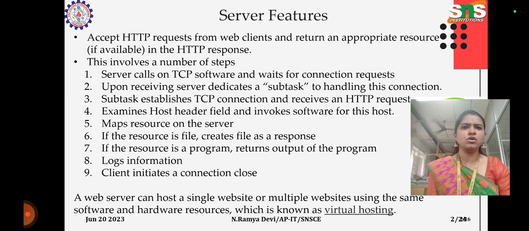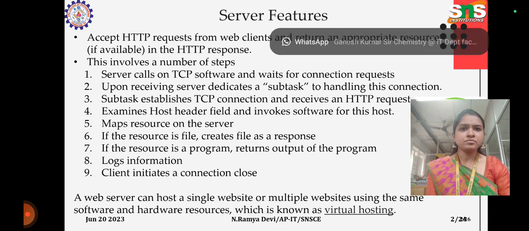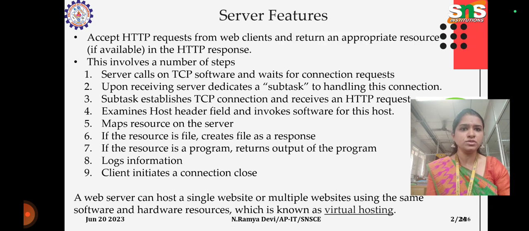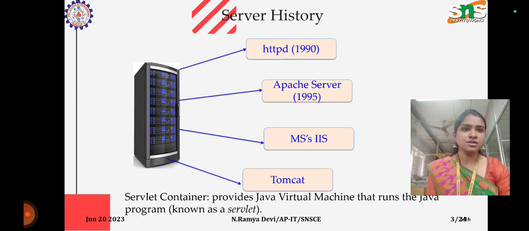It maps the resource on the server, and if the resource is a file, creates the file as a response. If the resource is a program, it returns the output of the program, and also it logs information, and the client initiates a connection close. So these are the 9 steps which are followed whenever we are trying to access a server from a client. A web server can host a single website or multiple websites using the same software and hardware resources, which is known as virtual hosting.